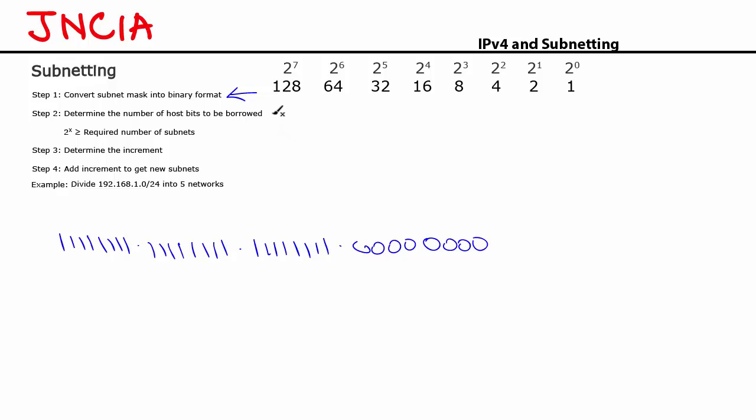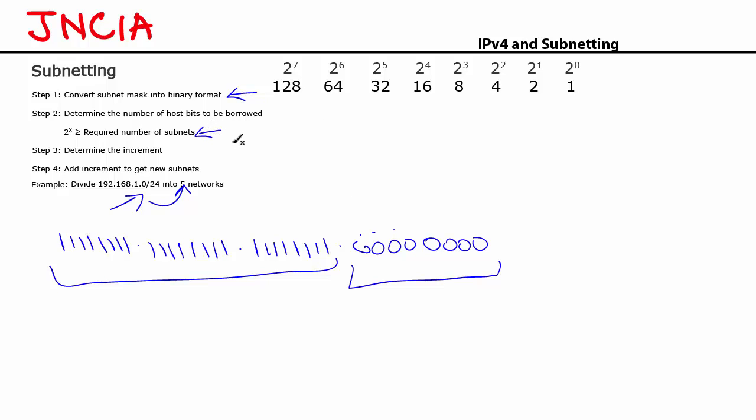The second step says, determine the number of host bits to be borrowed. Now, why do we need to borrow host bits? We only have one network address, and we want to convert this one network address into 5 network addresses. Out of the 32 bits, the first 24 bits are already fixed. We can't touch them, so we only have these 8 bits to play with. So we need to borrow some host bits from here and convert them into network bits in order to get more networks. But how many bits do we borrow is the question, and that's where this formula is going to help us.